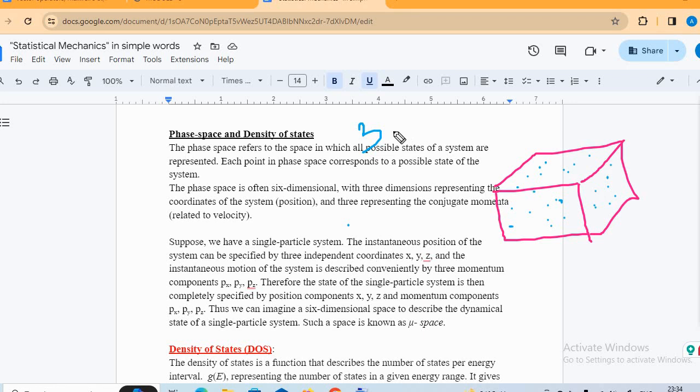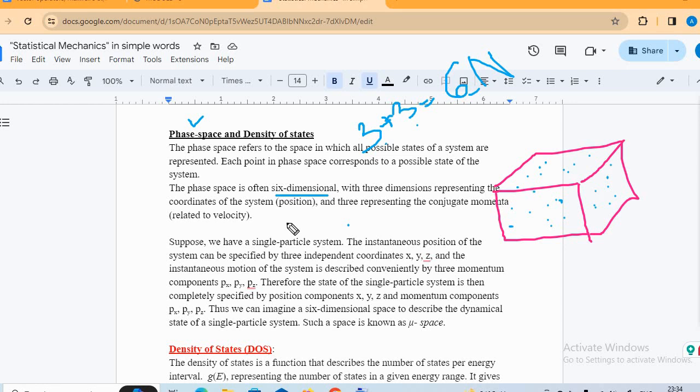Same way, if you think about its momentum, mass times velocity gives the momentum. Velocity is possible along the x direction, y direction, and z direction. So there are another three coordinates available. There are a total of six possibilities for this motion. So the position and momentum can be represented by six possible ways. So this is represented as six. If you have n number of particles, the total possibilities is 6 times n. So this is representing phase space.